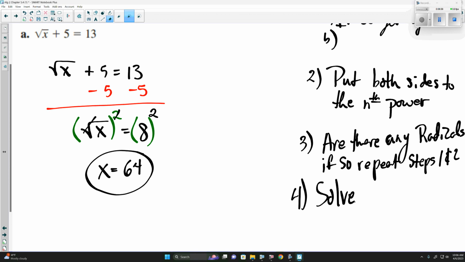Step 3 is really, today specifically, will not come into play. We will not have any where we're going to have a radical still left over at this step, or trying to get it by itself.